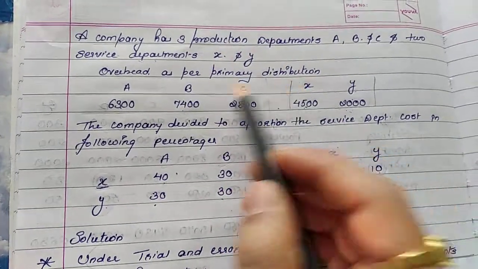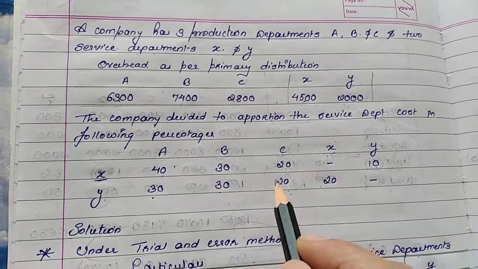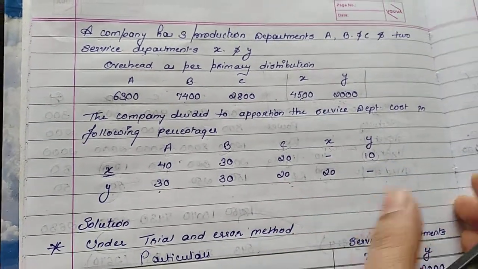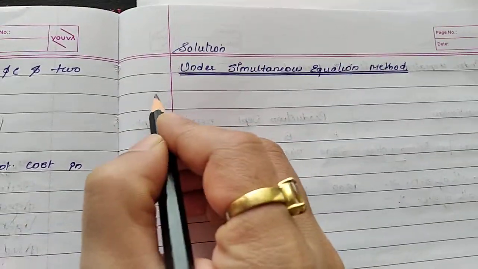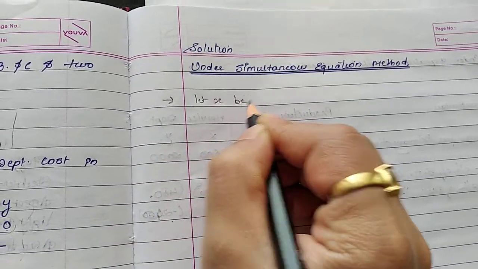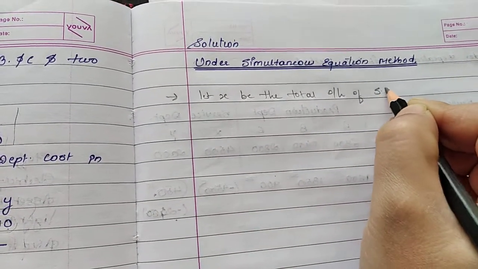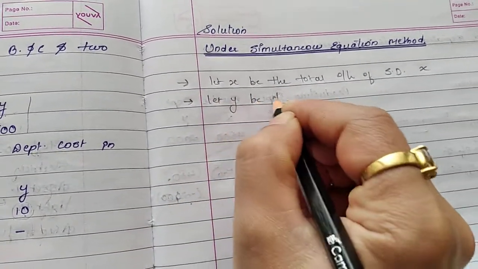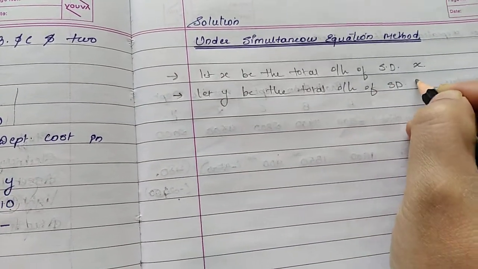So we have this problem over here. We have 3 production departments, 2 service departments, and we have these percentages for the apportionment given over here. So let us first try to prepare, or frame, our equations. I have written here, under simultaneous equation method: let x be the total overhead of service department X, and let y be the total overhead of service department Y.